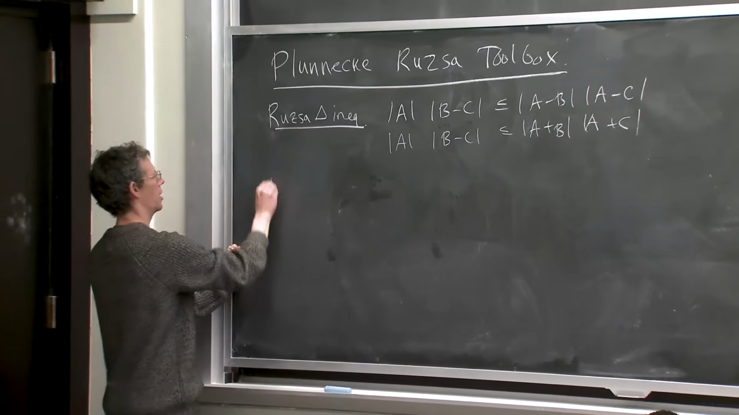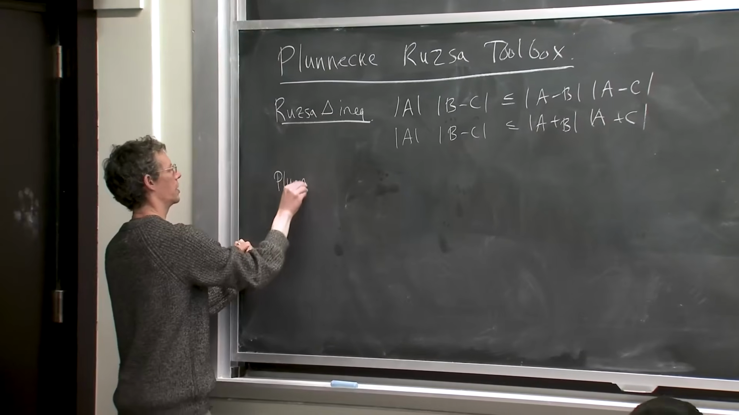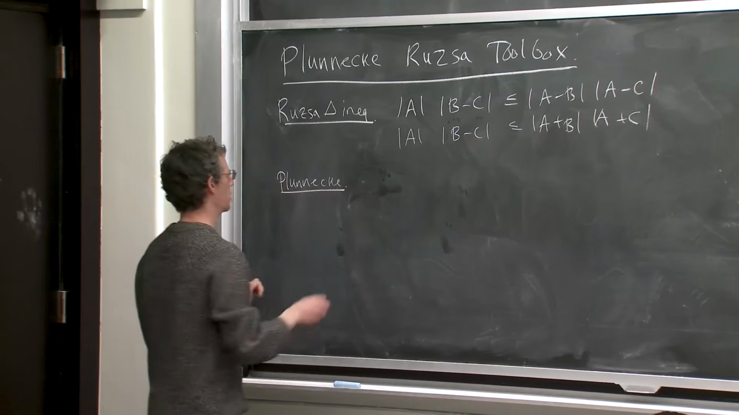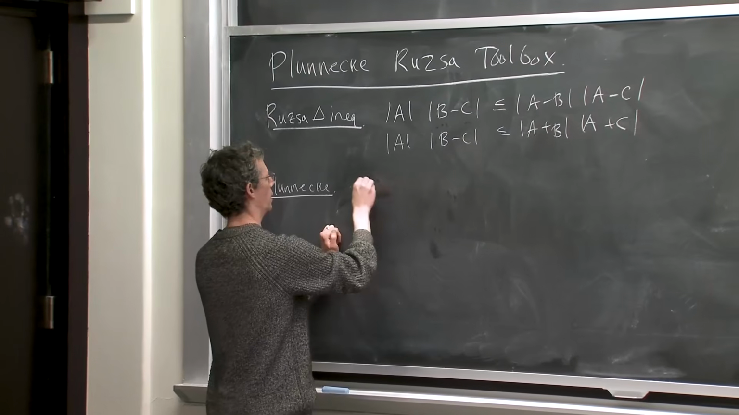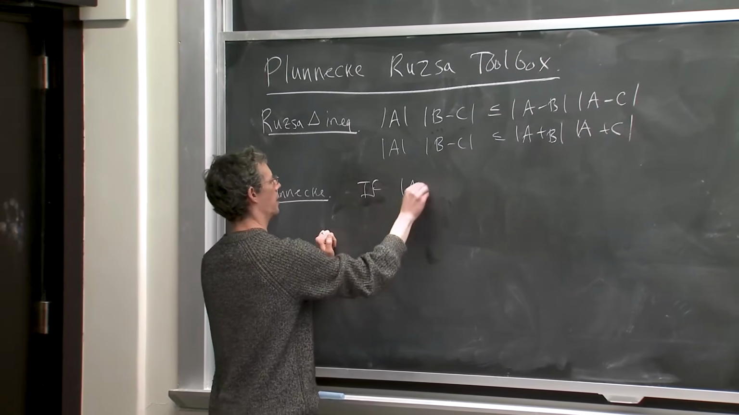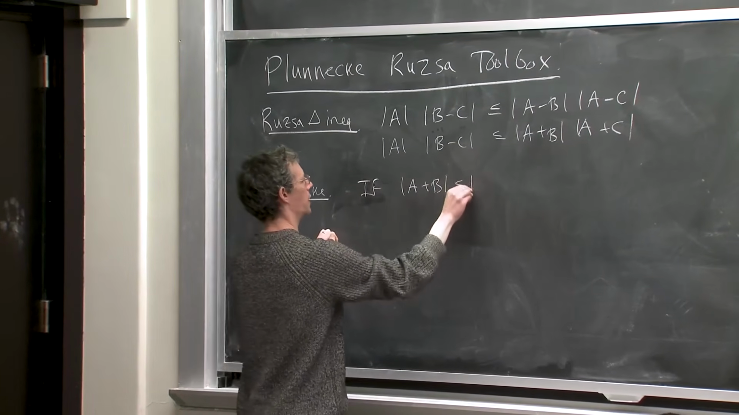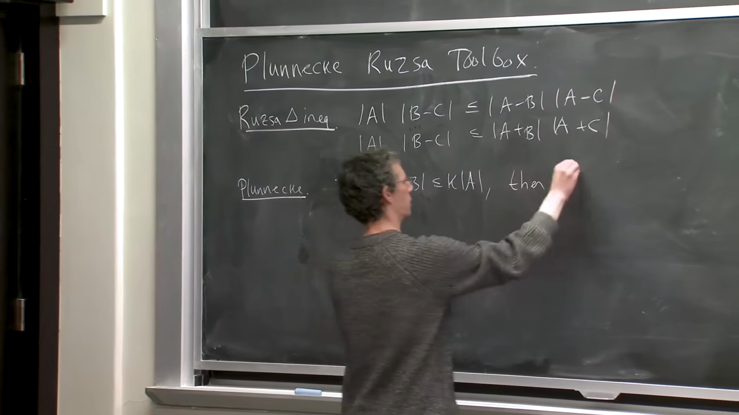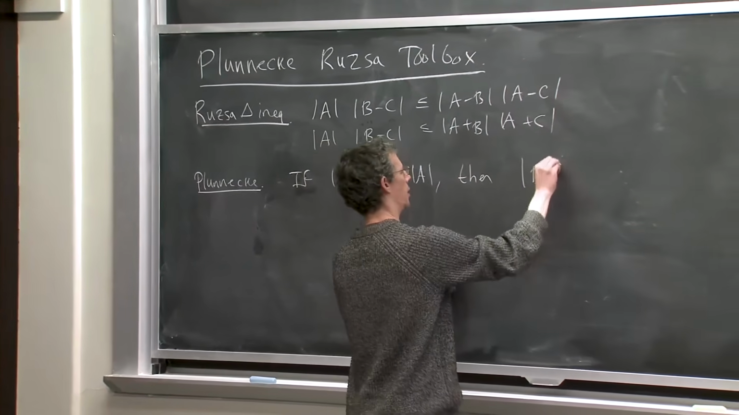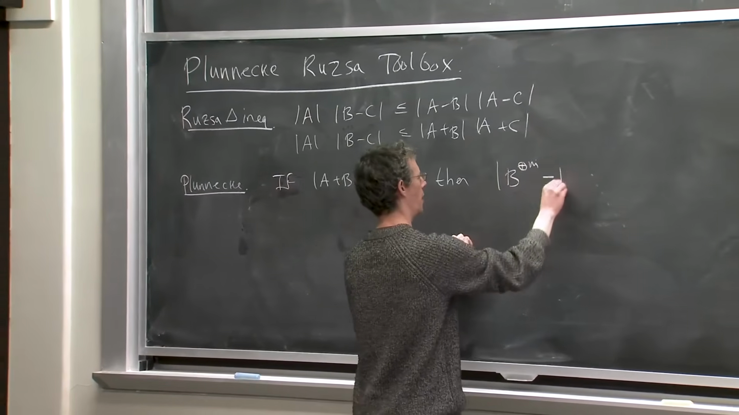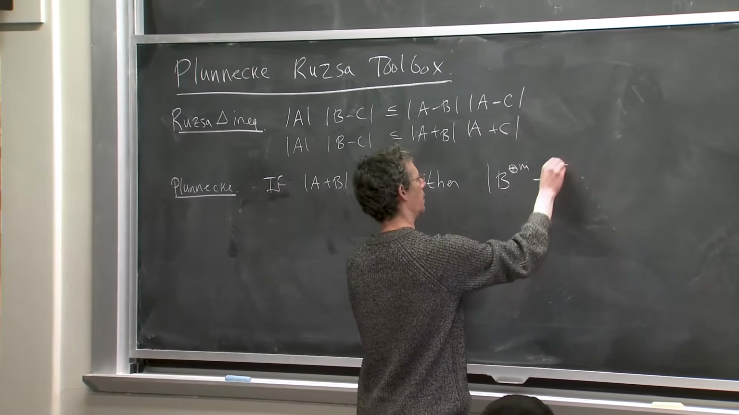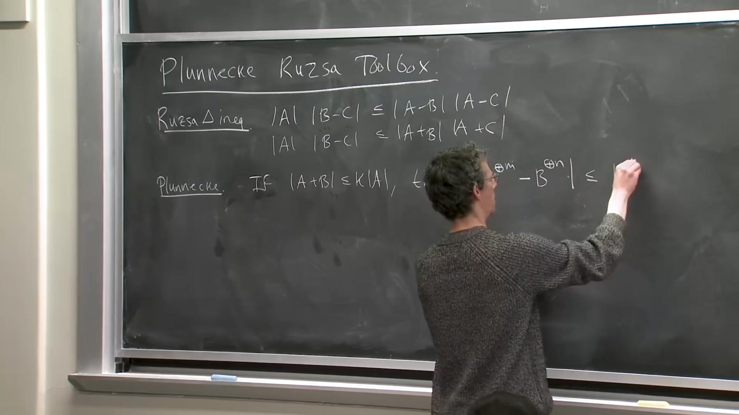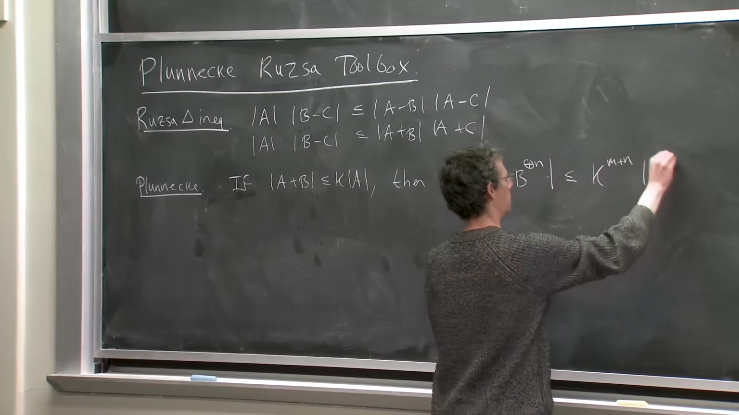Okay. And Plünnecke's inequality says that if |A plus B| is at most k times |A|, then B added to itself m times minus B added to itself n times is bounded by k to the m plus n times |A|.